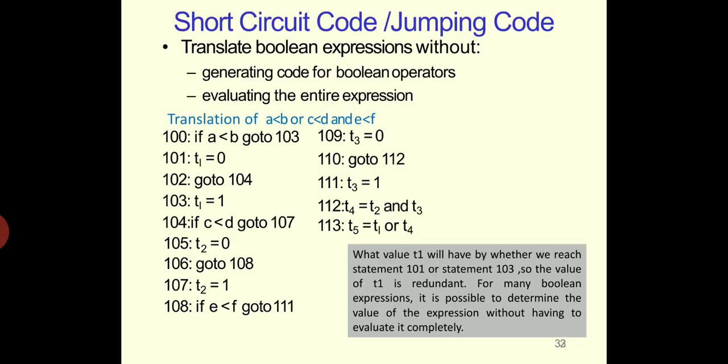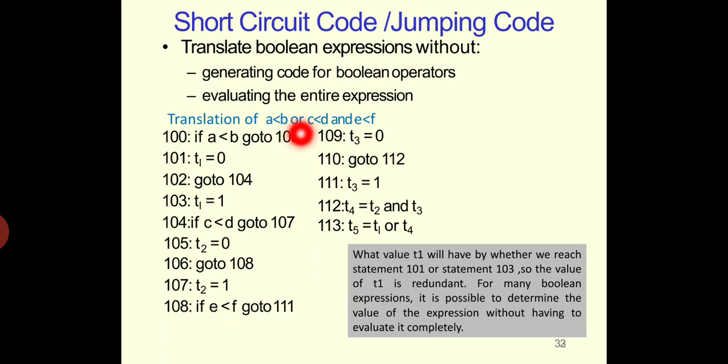Next topic is short circuit code, jumping code. In the case of short circuit code, we can translate a Boolean expression without generating code for Boolean operators. Also, we may not be required to evaluate the entire expression. So there will not arise the need for evaluating the entire expression. Here we can explain it: translation of a less than b or c less than d and e less than f. This is the previous example.